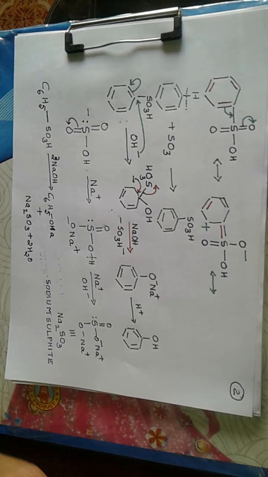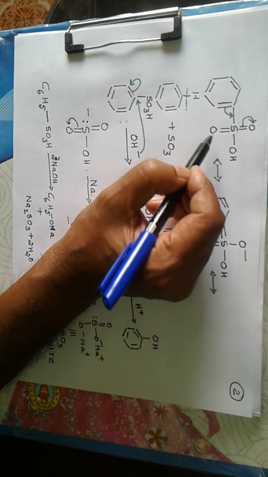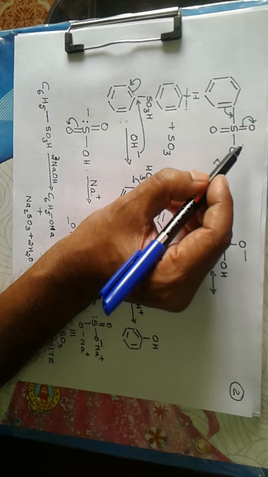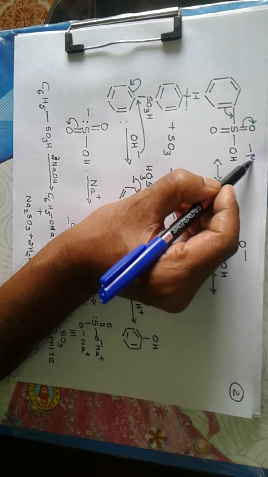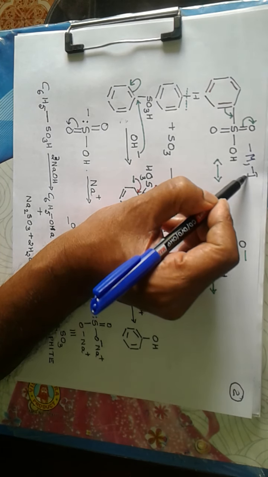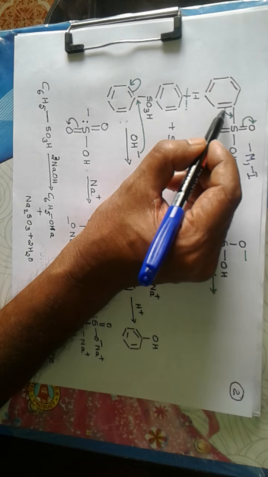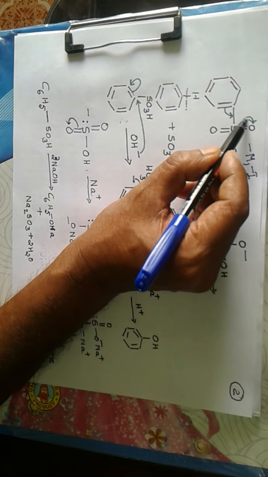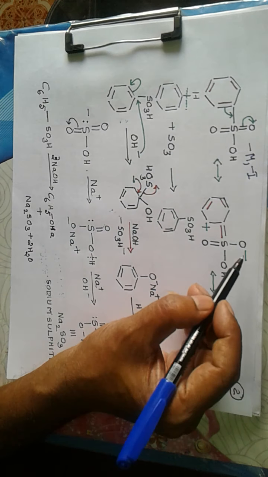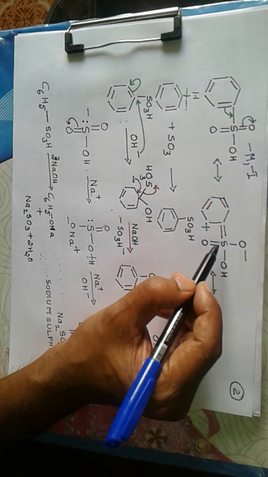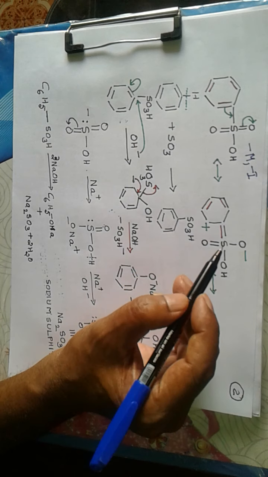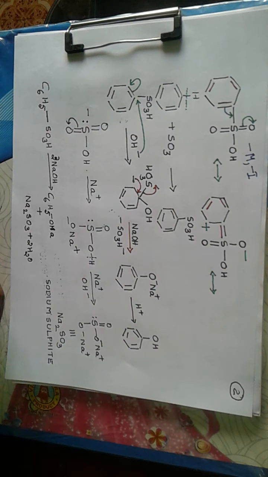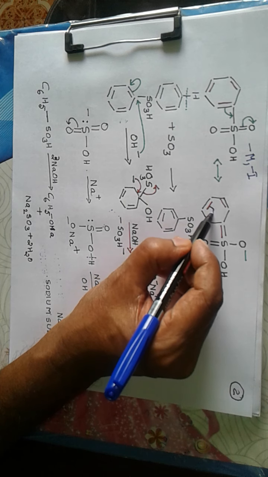Now benzene sulfonic acid is also stabilized by resonance, and this group contains more electronegative atoms, oxygen atoms, so it shows minus mesomeric effect and minus I effect, so that this pi bond may shift in this direction, and simultaneous ionization of this SO bond occurs, and we get O negative double bond here and a positive charge here. And again we can draw more canonical structures by shift of this bond.